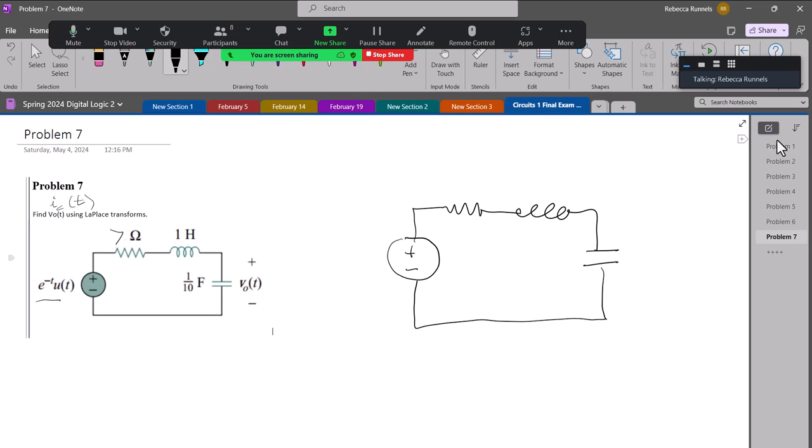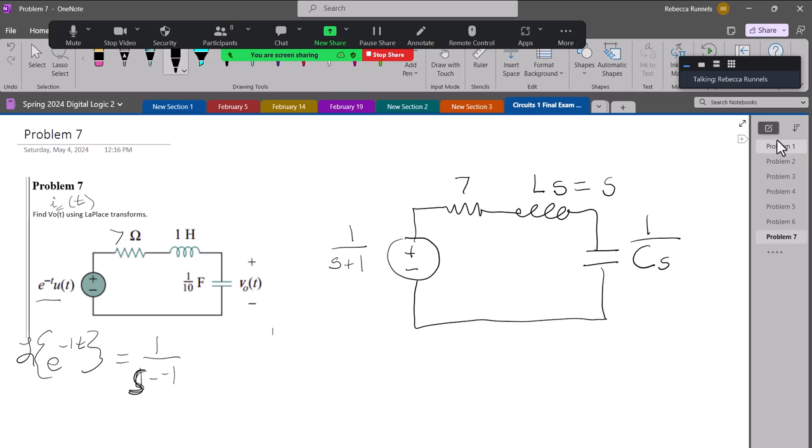So the Laplace transform of e to the minus t is 1 over s plus 1, because this is e to the minus 1t, and the Laplace transform of that is 1 over s minus minus 1. The Laplace transform of a number, thankfully, is just a number. For an inductor, the Laplace transform is Ls. For a capacitor, the Laplace transform is 1 over Cs. So Ls here, L is 1, so this is just going to be s. And Cs, C is 1/10, so this is 1 over 1/10 s, which is the same as 10 over s.